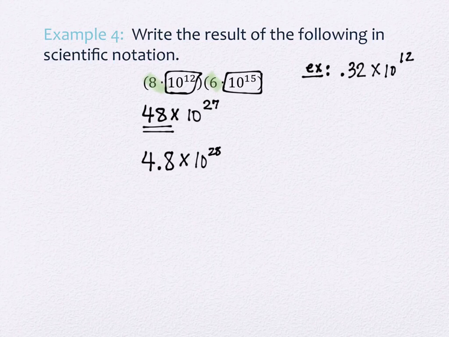Well, it's still not scientific notation because 0.32 is smaller than 1, right? So I have to also change it to be 3.2. But what will I do to the exponent to compensate? Subtract 1. Yeah, I make the exponent 1 smaller to compensate, so it becomes 10 to the 11th. Okay, so we can shift the exponent based on how many shifts we're making to our number itself.